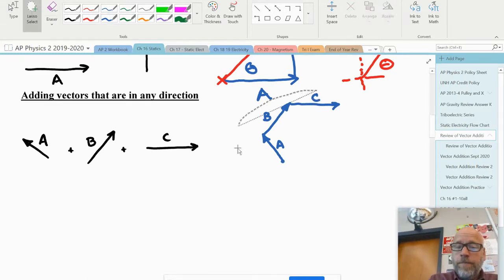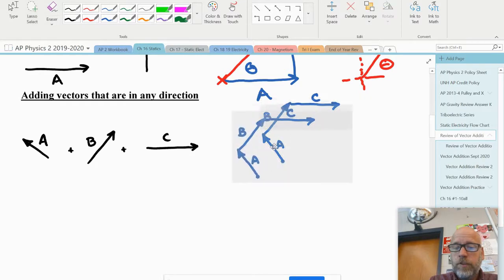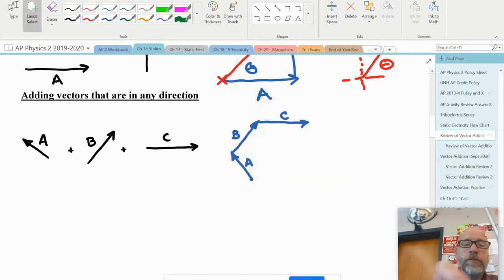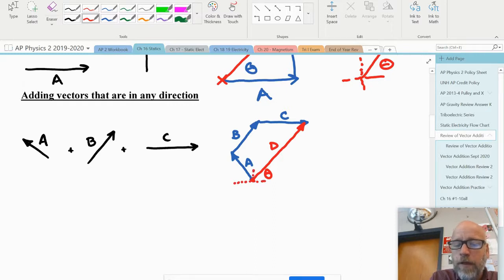Okay? Seem all right? So now, to come up with my resultant, I'm going to go from the start to the finish, and that's going to be D with an angle theta. Now I'm recording this at school, and the bell just rang, so I'm going to push pause for a moment.